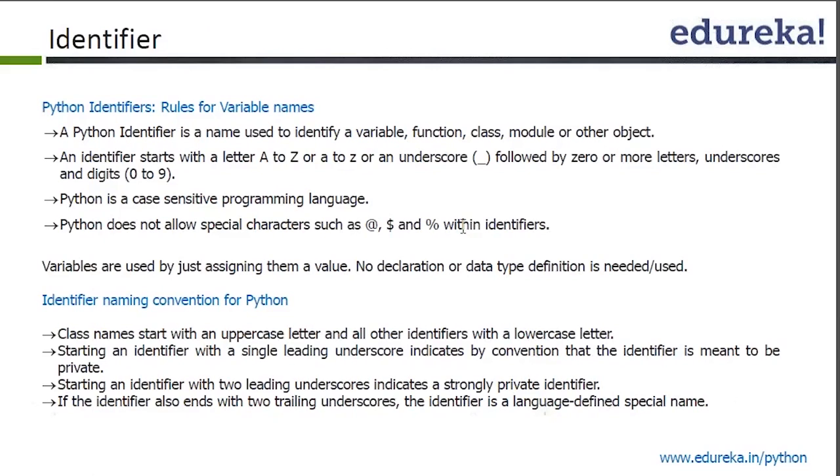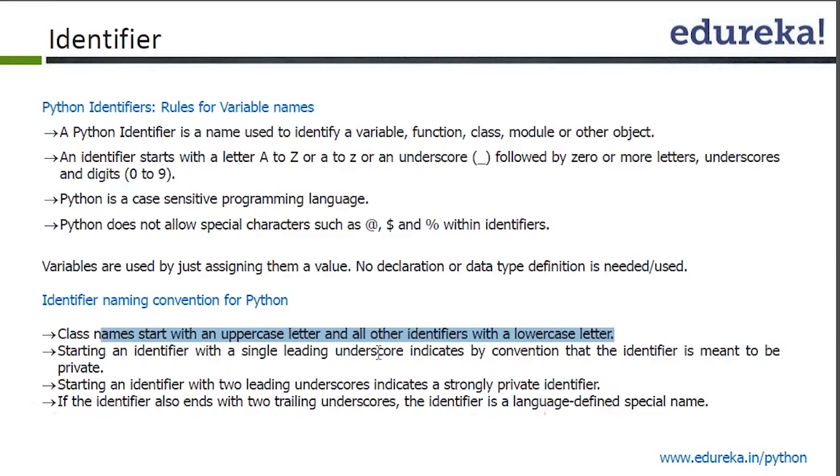Python identifiers. An identifier starts with any letter from A to Z, or an underscore, followed by zero or more letters, underscores, and any digits, right? But Python does not allow special characters such as these with an identifier, okay? It does not allow all this with an identifier. The only exception to it is underscore followed by zero or more digits. Class names start with an uppercase letter and all other identifiers with a lowercase letter. So these are some of the naming conventions. You can also go through it later if you don't remember it right now.